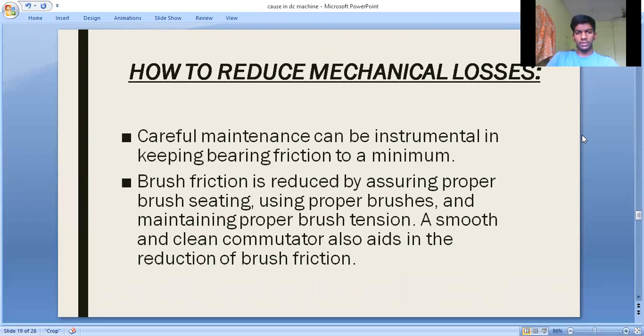How to reduce mechanical losses? Careful maintenance can be instrumental in keeping bearing friction to a minimum. Brush friction is reduced by ensuring proper brush setting, using proper brushes, and maintaining proper brush tension. A smooth and clean commutator also aids in the reduction of brush friction.